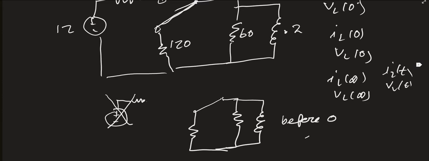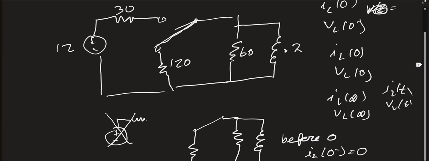So before 0, what is IL of 0 minus? What's the current through that inductor? 0. What's the voltage across that inductor? 0, because there's no source. Okay, now let's look at infinity.